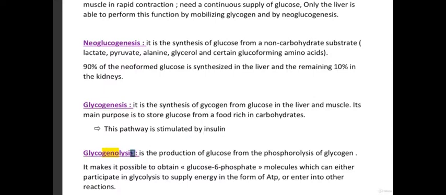Now let's talk about glycogenolysis. You have to make the difference between glycogenolysis and glycolysis. Here we are talking about the degradation of glycogen. It is the opposite of the last reaction. It is the production of glucose from the phosphorolysis of glycogen. The glucose formed either participates in glycolysis or participates in other reactions.